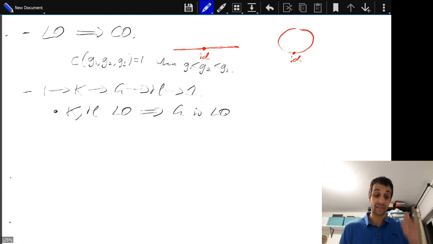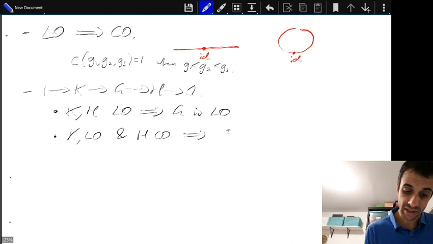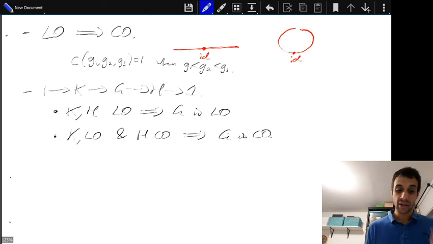If K is LO and H is CO, this implies that G is CO. This is what's called a lexicographic construction. So if this group over here is circularly orderable and this group over here is left orderable, it gives you circular orderability here. And how does that work?